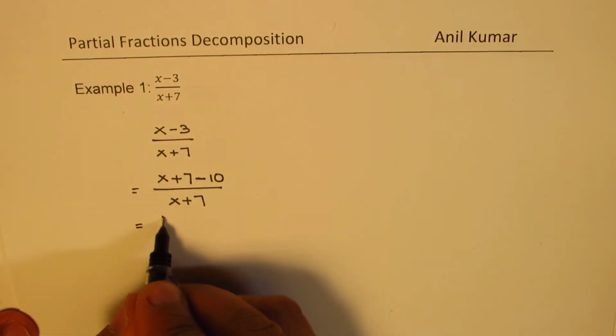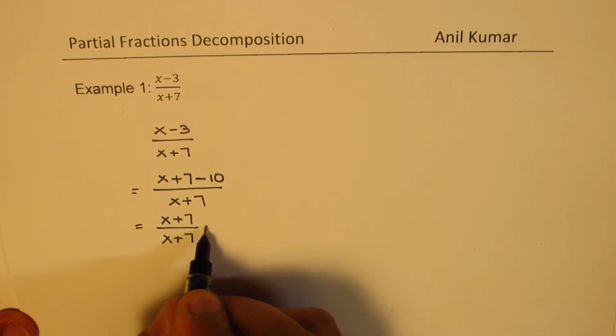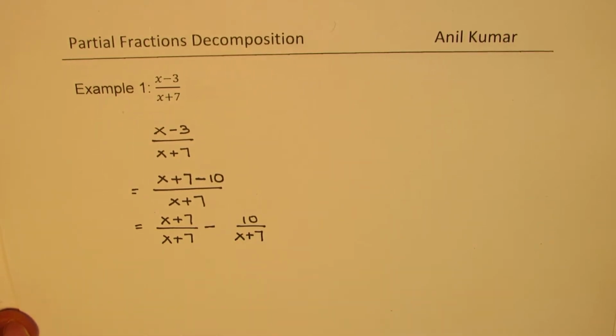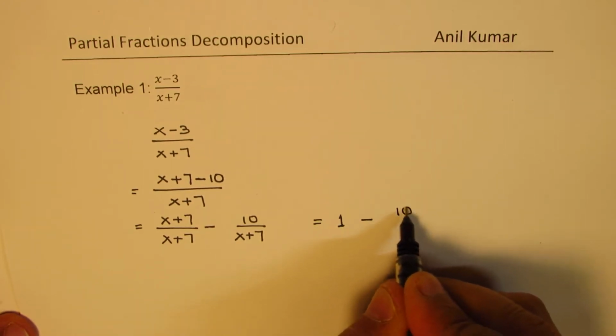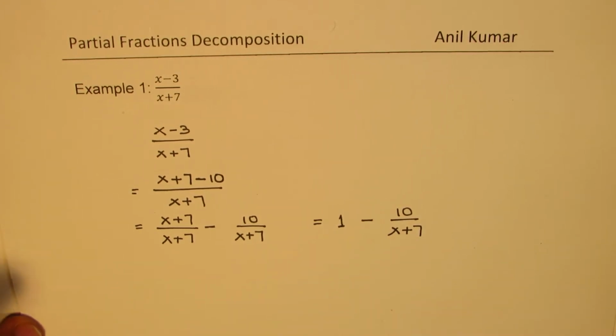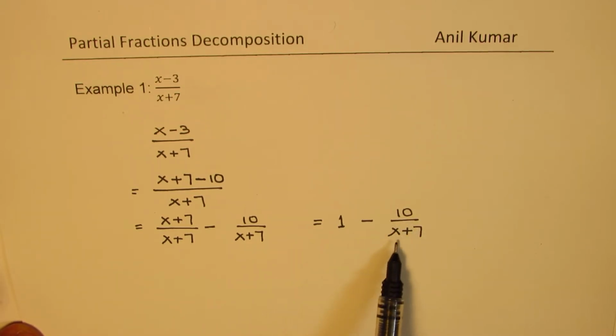So we can now write this as x plus 7 over x plus 7 minus 10 over x plus 7. So clearly x plus 7 over x plus 7 is equal to 1, so 1 minus 10 over x plus 7 is our result, right? So we have decomposed this into two partial fractions. One is also a fraction, 1 over 1 minus 10 over x plus 7.